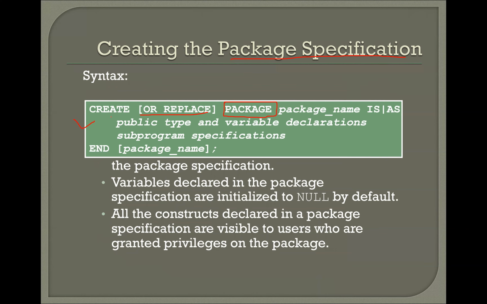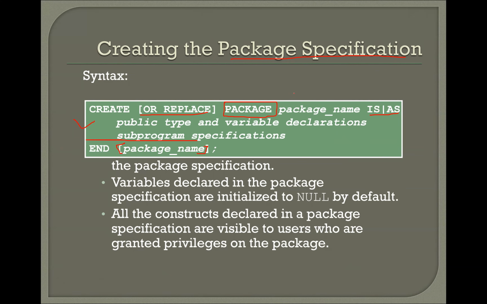We will write create or replace, the keyword package, the package name, and then as or is, you can put it, and then the public type. So this is a public variable. That's why we are making it public: type, variable declaration, subprogram specifications, and end, then the package name. So you can put the package name here. See, this is the package specification. So you can do all this.